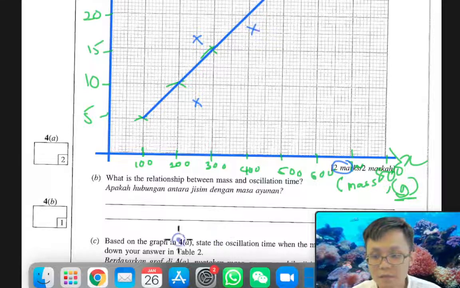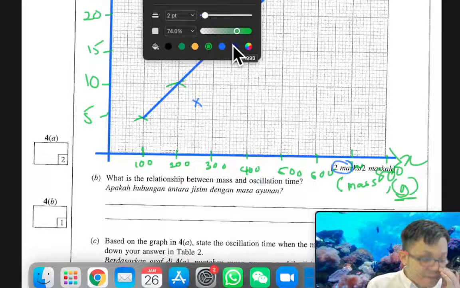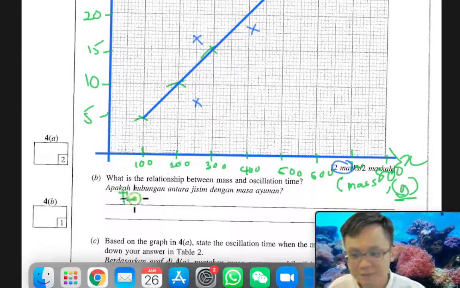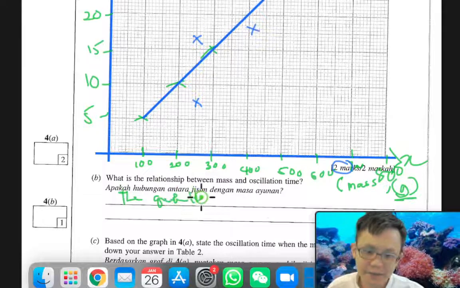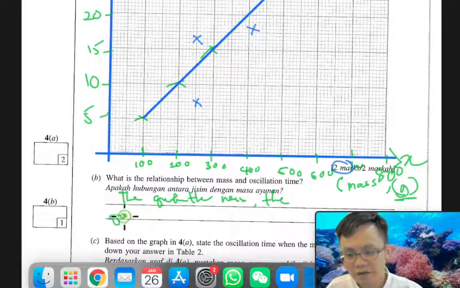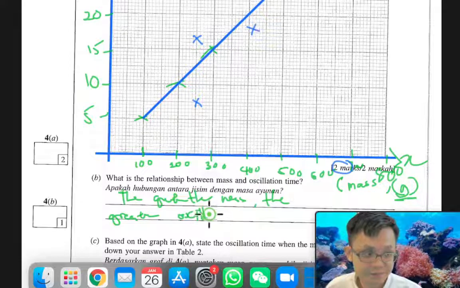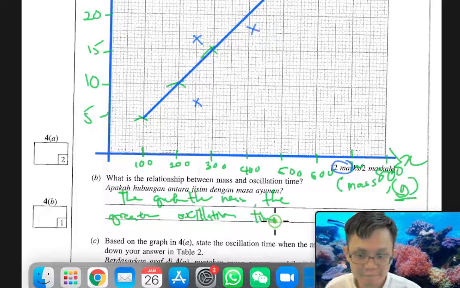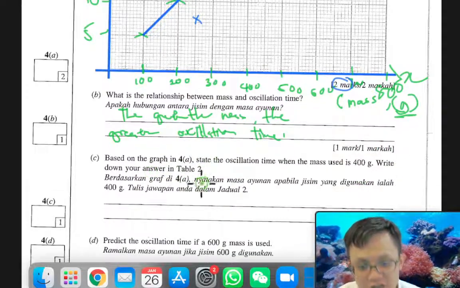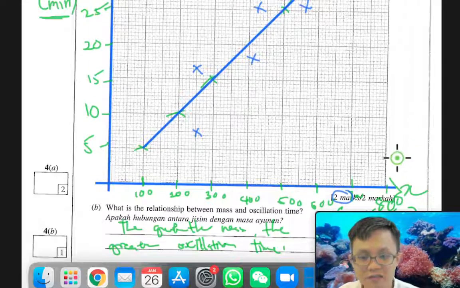The bigger the mass, the longer the oscillation time. So I just put greater. The greater the mass, the greater the oscillation time. Okay, very good. 1 mark. Based on diagram 4a, state the oscillation time when a mass of 400 grams is used. Write down your answer. So if you use 400, then what is the answer?